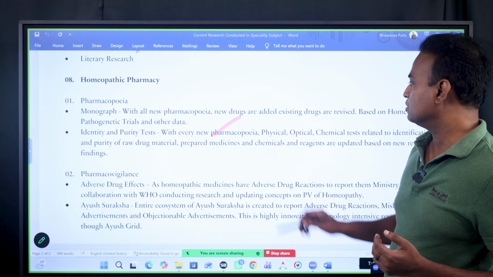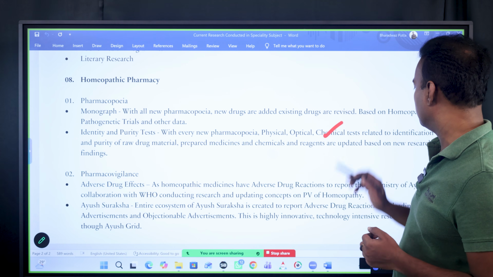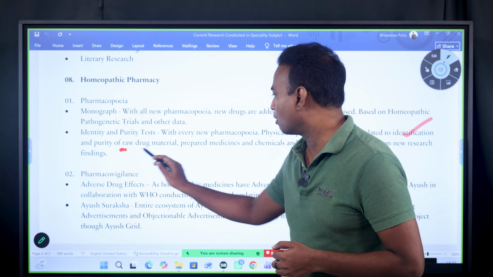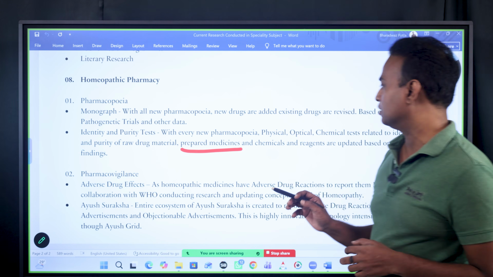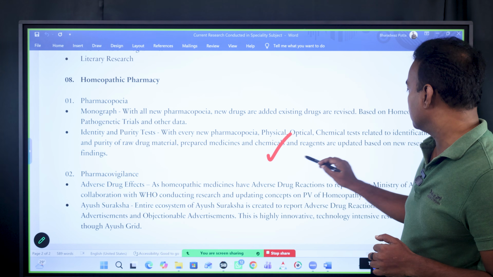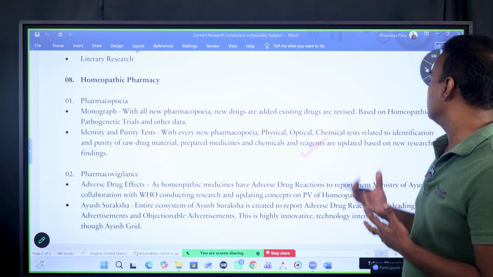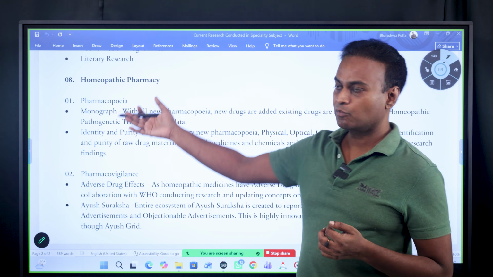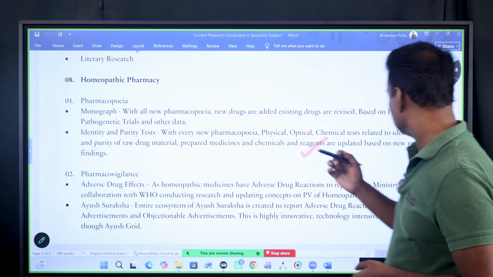So what are all those tests? Physical tests, optical tests, and chemical tests related to identification and purity of either raw drug materials or prepared drug materials, and also chemicals and reagents that are used in making these drugs. So all this research comes under pharmacopoeia.